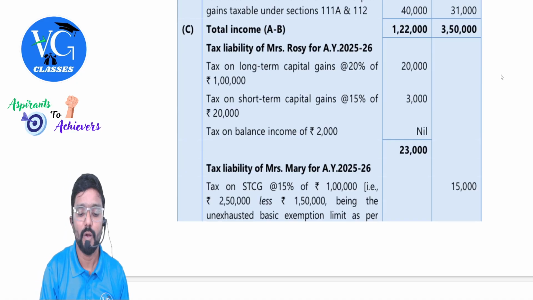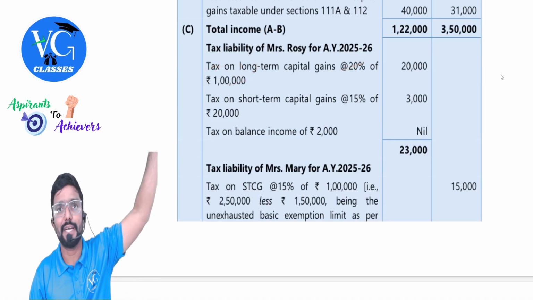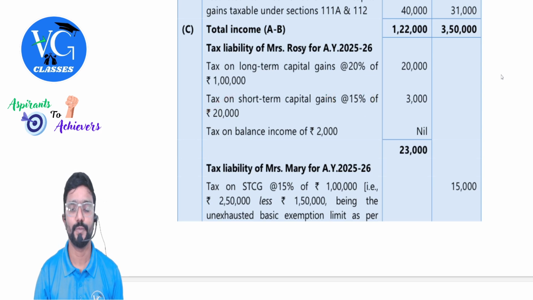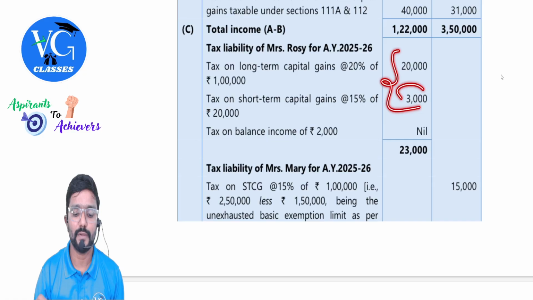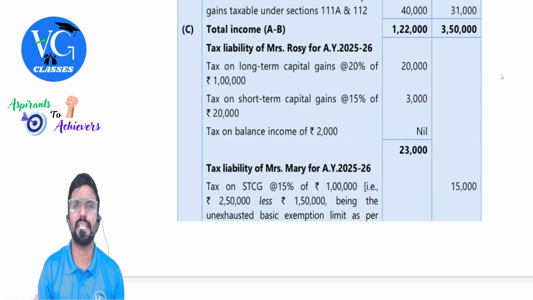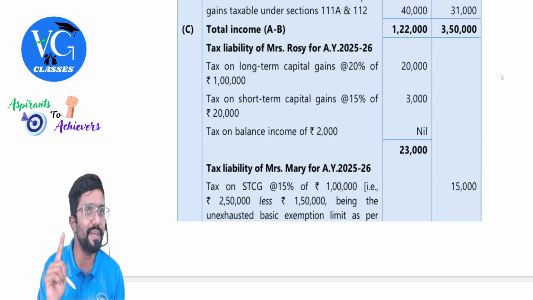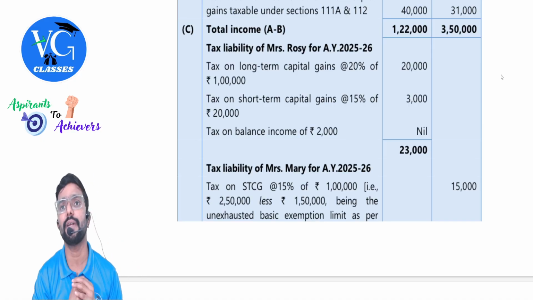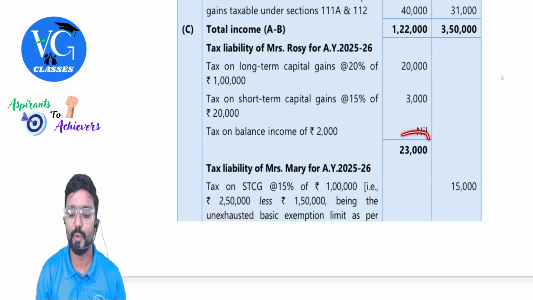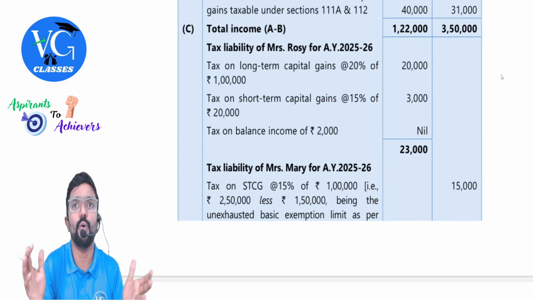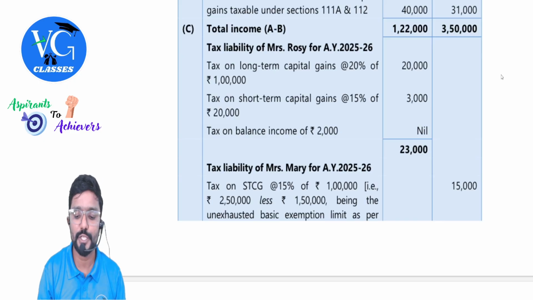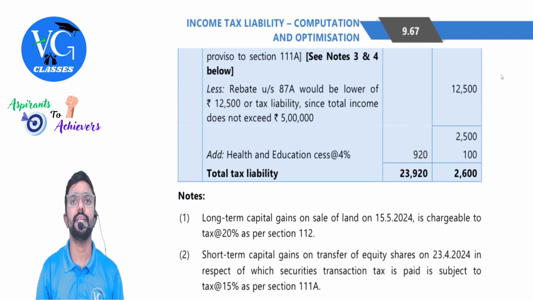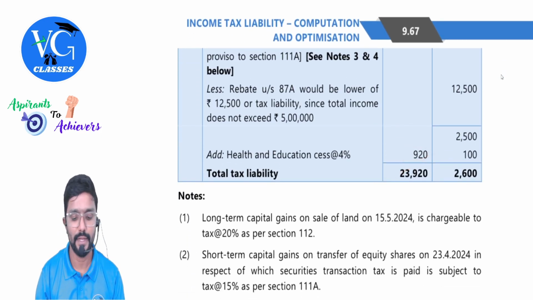So how much is that? On 1 lakh, 20%, the old rate, because the transfer happened before 23rd July. And on 20,000, 15%, old rate also. So 23,000. Whereas on 2,000, no tax because it is less than the basic exemption limit, guys. Please be careful for non-resident: you cannot adjust unexhausted basic exemption limit against capital gains special income. Is she eligible for any rebate? No, because she is a non-resident. So she has to pay 23,000 plus cess 920, so 23,920. Clear?